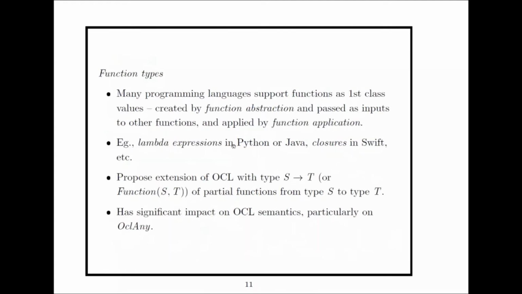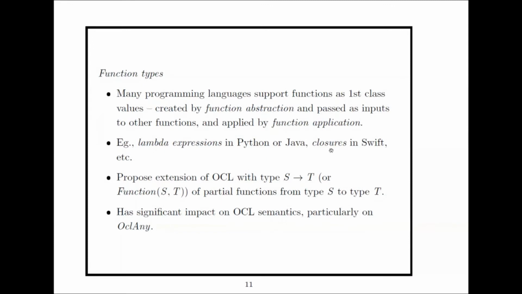Now, maps are fairly straightforward, but function types create semantic problems for the type system of OCL. Function types are, again, quite widely supported in programming languages. They support functions as first-class values. In other words, functions can be passed as inputs to other functions. They can be created by a functional abstraction like a lambda expression, and so forth. These are now present in most languages. They weren't present in early versions of Java, but they are now in Java 8 and subsequent versions.